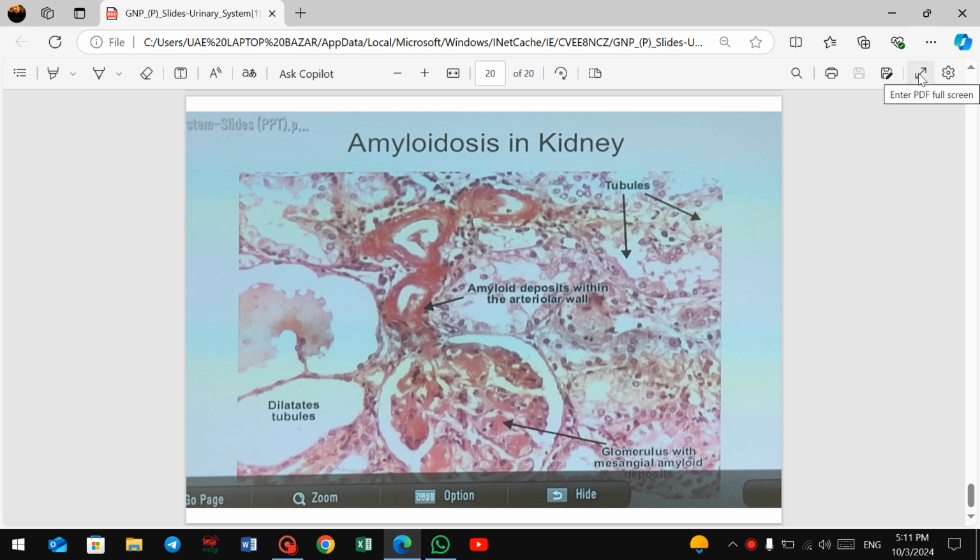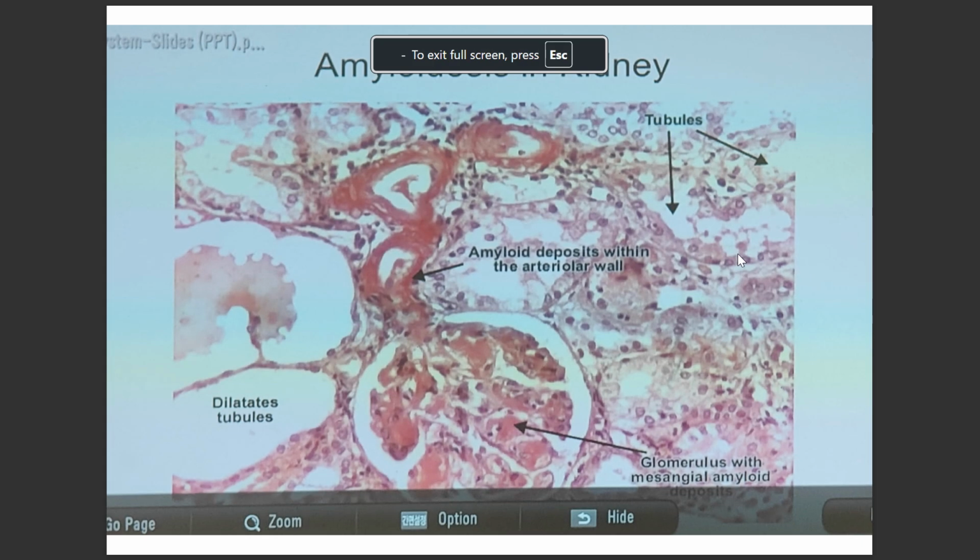Today I will discuss the pathology, or histopathology, of the kidney. Let's go to our topic.